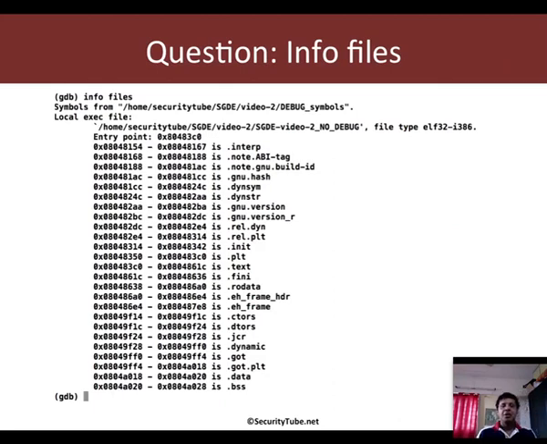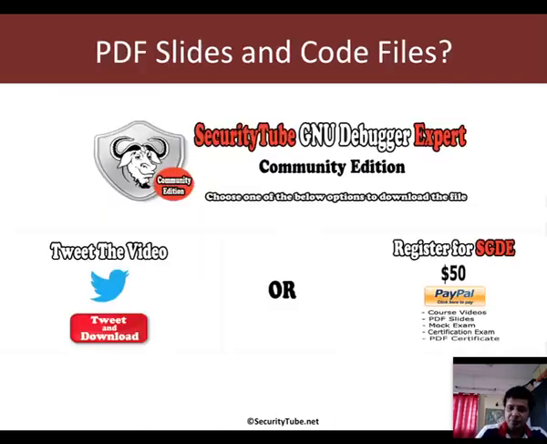Fantastic. Okay, question time. If you do info files, you get this little weird output with a bunch of addresses and some section information here and there. So my question to you is, what is this, right? This is your assignment. Post the answers in the comments below. In the next video, I'll show you the solution. So let's see who gets it first. What does info files give as output, right?